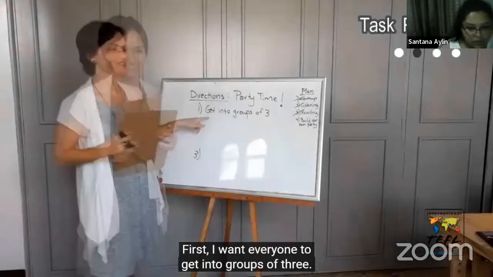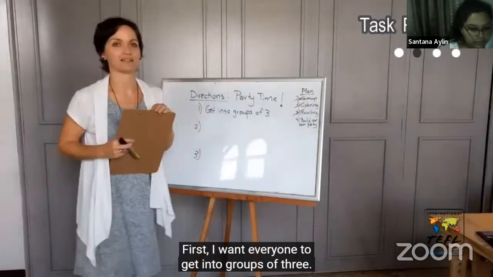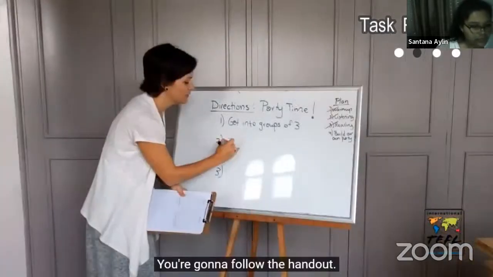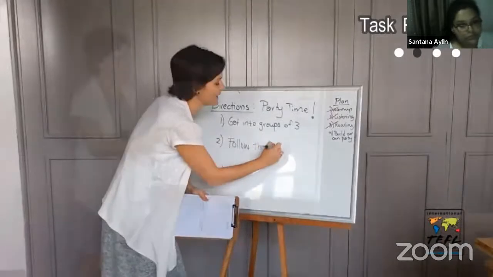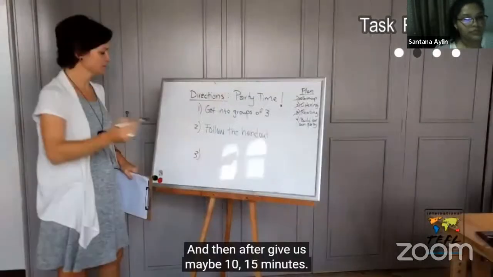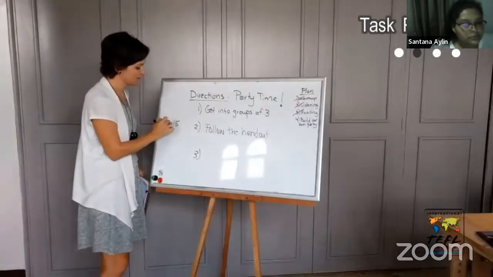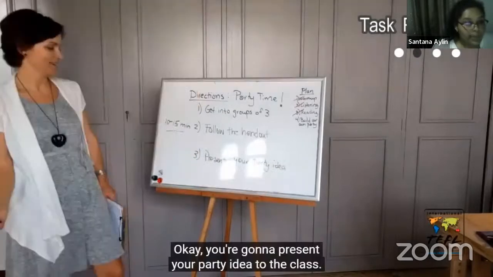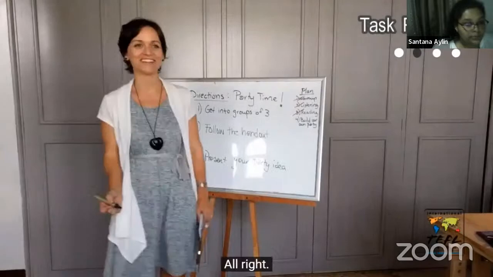First, I want everyone to get into groups of 3. All right, first get into your groups. You're going to follow the handout. And then after, give us maybe 10-15 minutes. Okay, you're going to present your party idea to the class. Are you guys excited? All right, it's going to be fun. Let's get started.